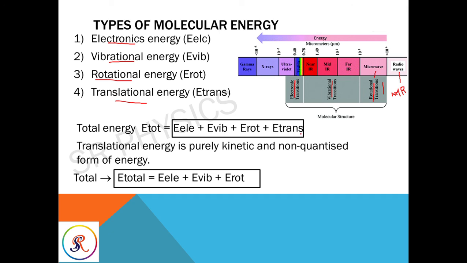But in this case, translational energy is purely kinetic and non-quantized energy. So we will neglect this translational energy. Then the total energy is electronic energy, vibrational energy and rotational energy. We will discuss these electronic, vibrational and rotational energies later on. Now it is clear how to calculate the total energy: we have to sum these energies. Clear?